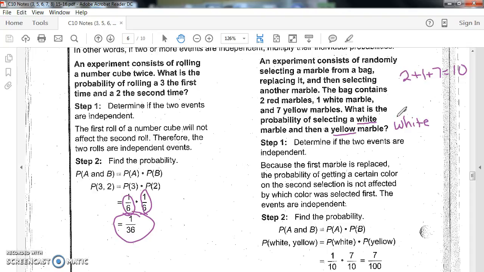So we want to know the probability of selecting white and then yellow. Sometimes it helps to set yourself up a little form here. And we know that whatever we pull out the first time, we're going to replace it. So the probability of taking a white marble out of the bag first would be 1 out of 10. If we then replace that white marble, we still have 10 marbles in the bag, and 7 of them are still yellow. So we would have a 7/10 probability of pulling a yellow marble out of the bag the second time. We'd multiply these together. 1 times 7 is 7, 10 times 10 is 100, and that's where we end up with the 7/100ths.